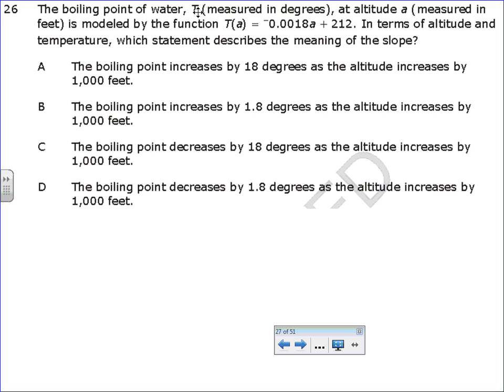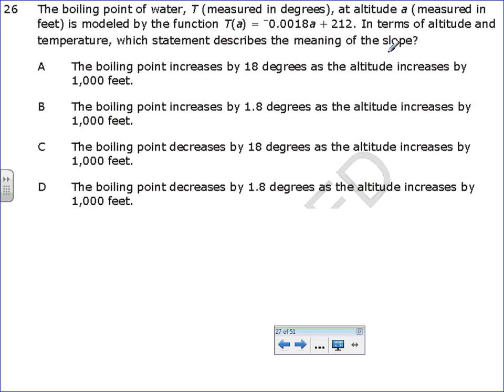degrees, represented by the letter T, at an altitude A, measured in feet, is modeled by this function. So that's representing the degrees, and this is the altitude in feet. In terms of altitude and temperature, which statement describes the meaning of the slope?